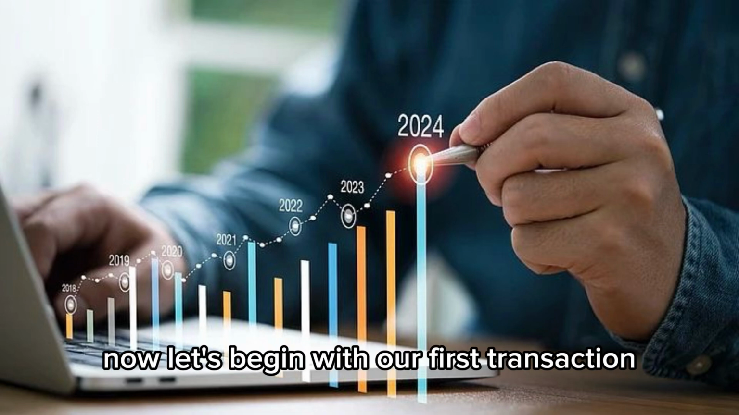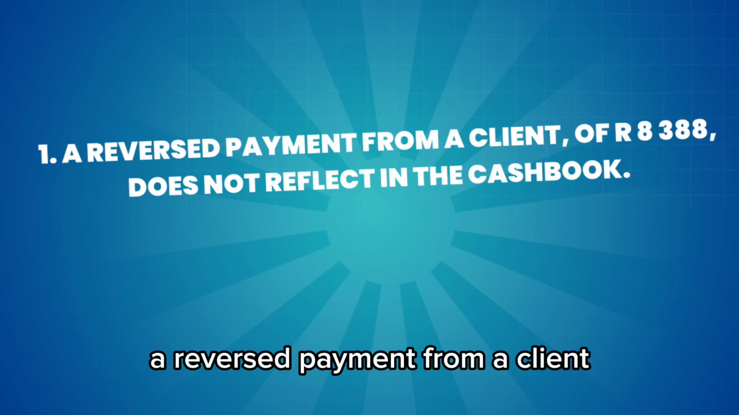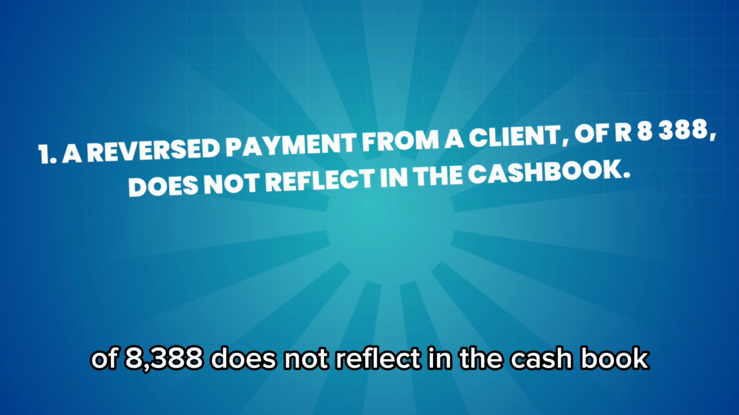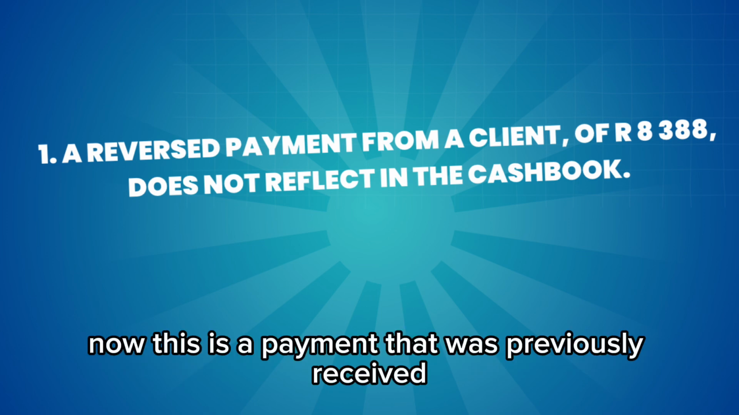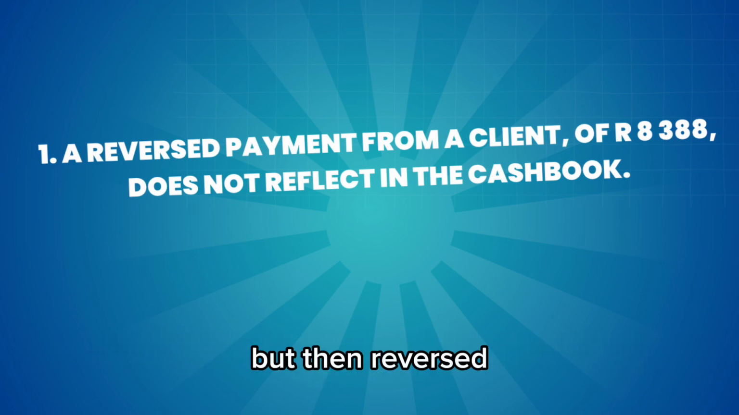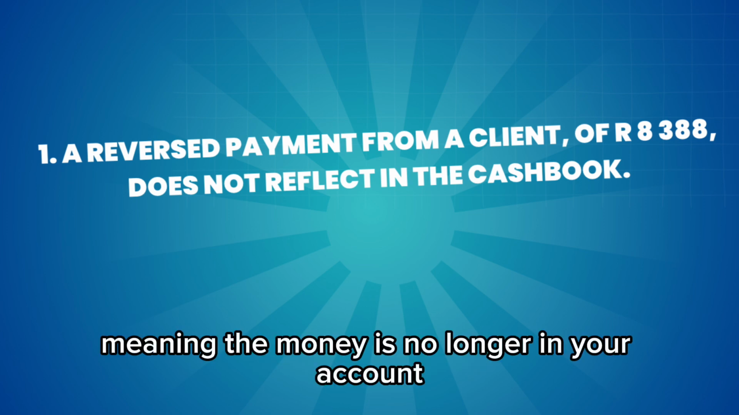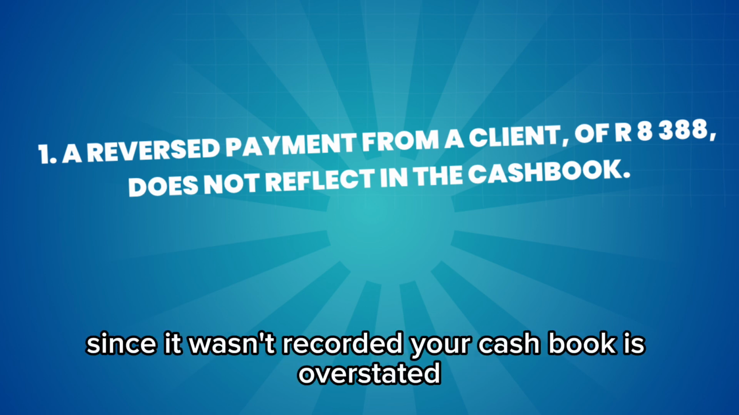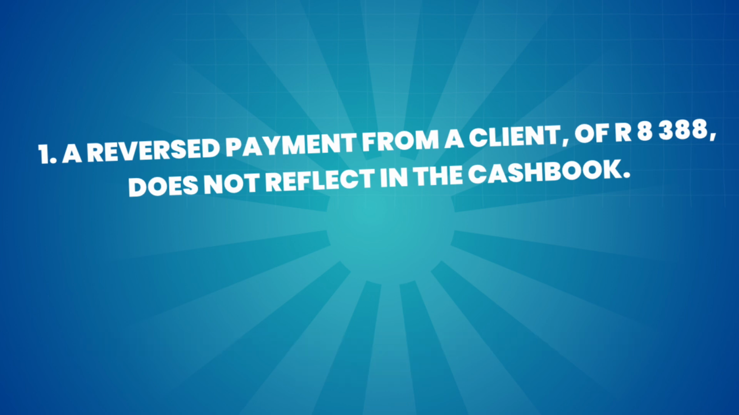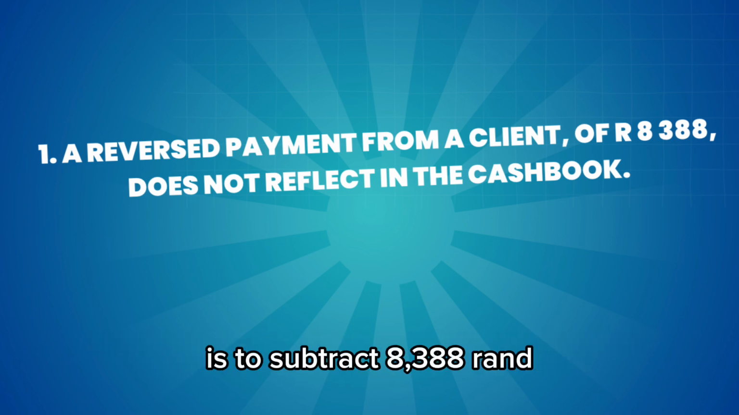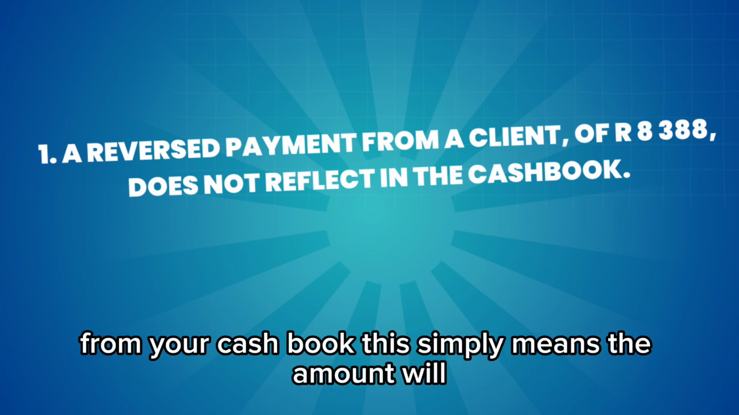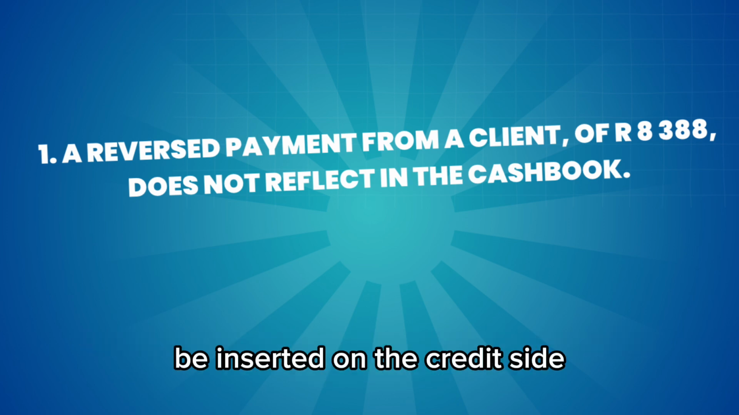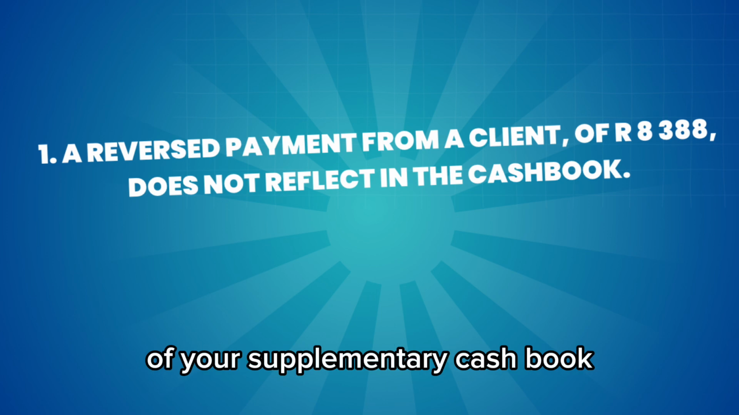Now let's begin with our first transaction. A reversed payment from a client of 8,388 does not reflect in the cash book. Now, this is a payment that was previously received but then reversed, meaning the money is no longer in your account. Since it wasn't recorded, your cash book is overstated. Now the action you will take here is to subtract 8,388 Rand from your cash book. This simply means the amount will be inserted on the credit side of your supplementary cash book.